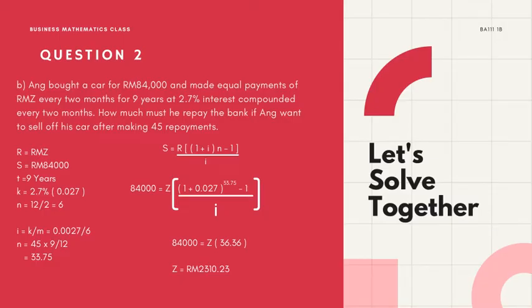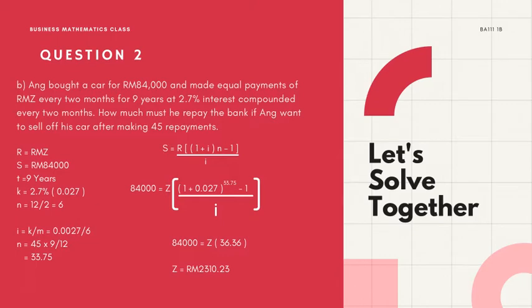Question 2. Bought a car for RM84,000 and made equal payments of RM Z every 2 months for 9 years, 2.7% interest compounded every 2 months. How much must he repay the bank if he wants to sell off his car after making 44 repayments? We don't know the R, so we have to find the R, which is RM Z. S is RM84,000, t is 9 years, k is 2.7%, which is 0.027, m equals 12 per 2, and we got 6.